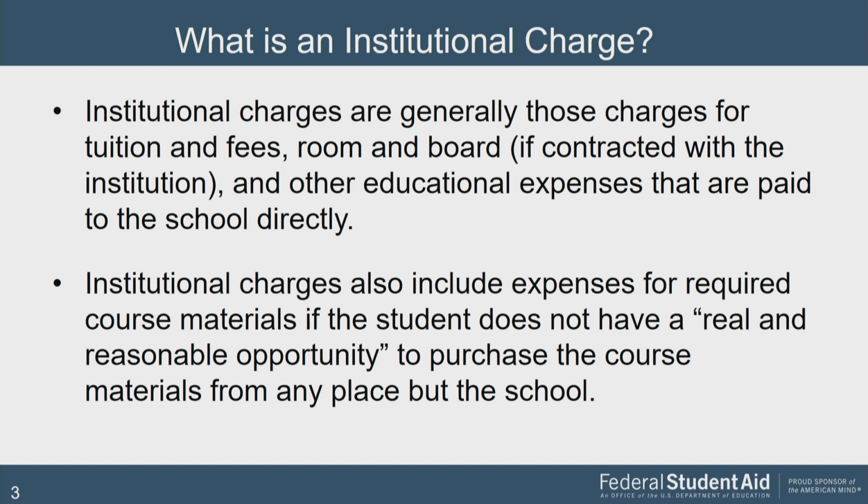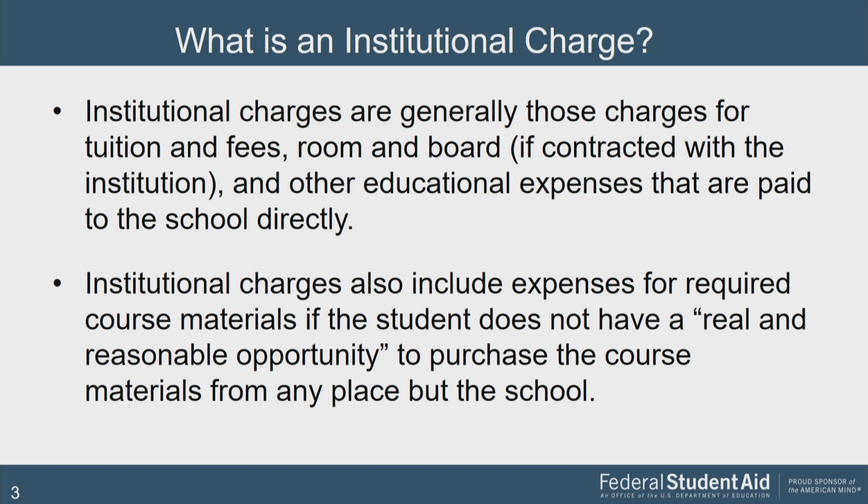So we consider an institutional charge generally to be tuition and fees and room and board if you contract the room and board and it's not simply a pass-through situation where you're adding to the student's ledger as a convenience the charge for some other company that is working with your room and board, and other educational expenses that are paid to the school directly.